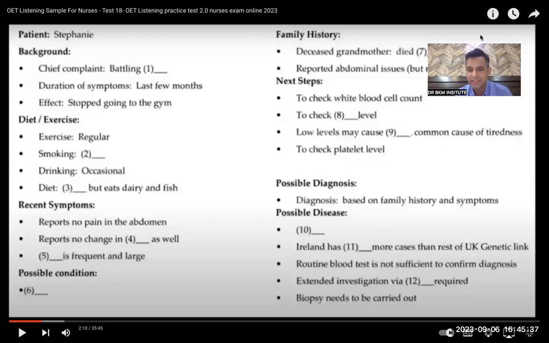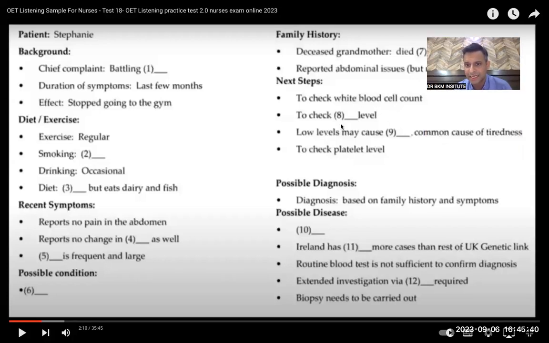So next step, basically investigation will involve white blood cell count. Then the second thing, level. So some kind of a level. Most probably when we are talking about infections, it might be eosinophil. Eosinophil might be. So I just try to find whatever can be there. Then low levels may cause dash, tiredness, platelet level, based on family history and symptoms, possible disease, this and that. So basically, I can understand that this topic is more about finding a disease. So the patient will, in the last, be told possibly you are having this disease. So now you know about the topic a little. Now you will focus on the listening session. So I'm just going to play this listening for you.